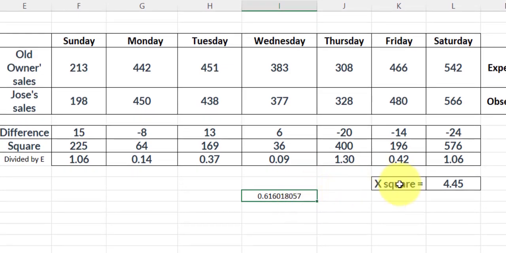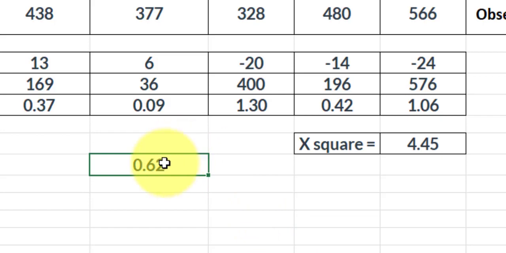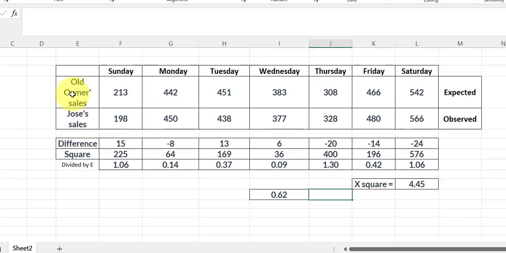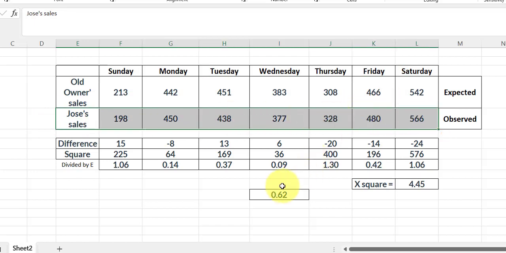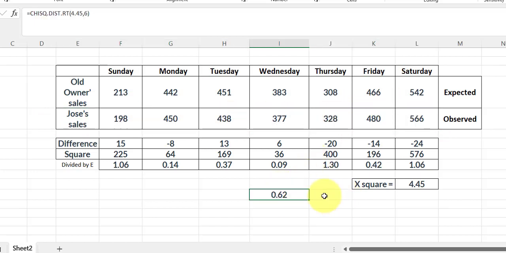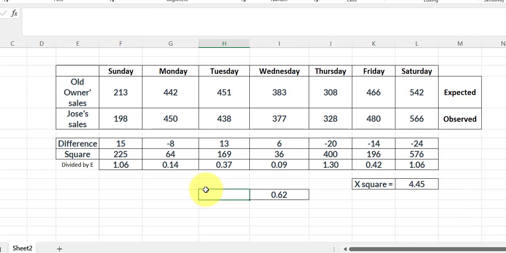That's our p-value, which means that the probability that the null is true is roughly 62%. It's not less than 0.05, so we cannot reject the null. The null states that there's no difference between the expected value and the observed value, and we cannot reject that because that is not less than 0.05. So in other words, these two values here are close enough to be considered a good fit. So that's how it works.